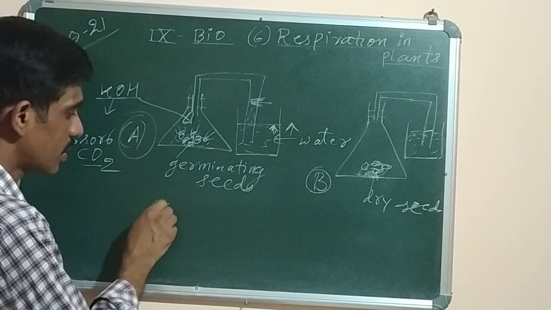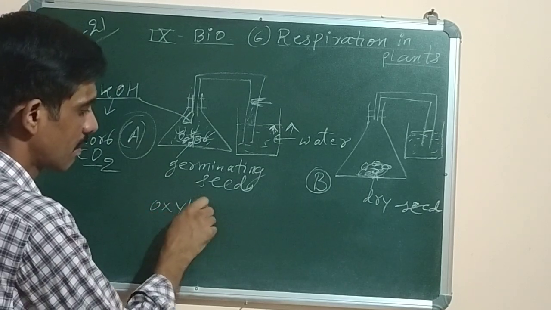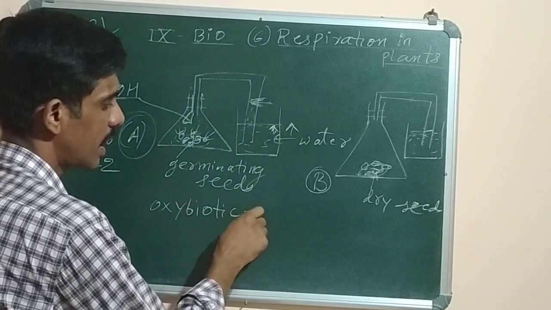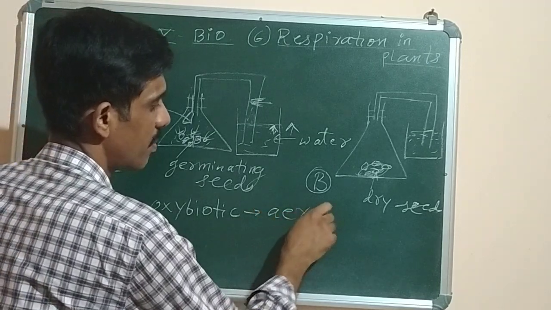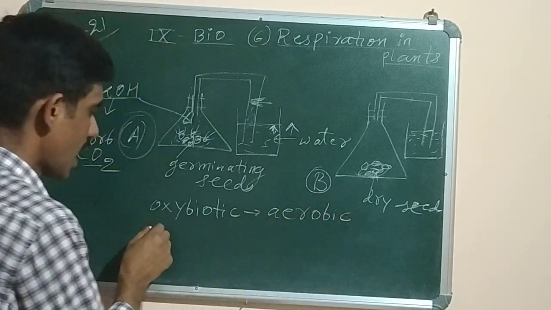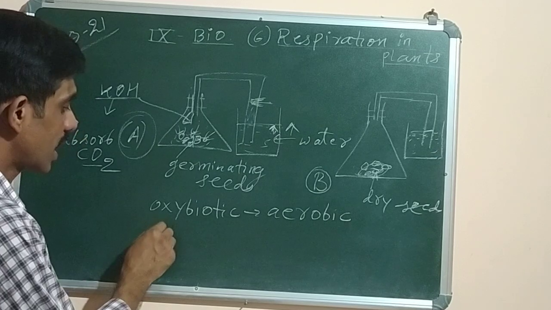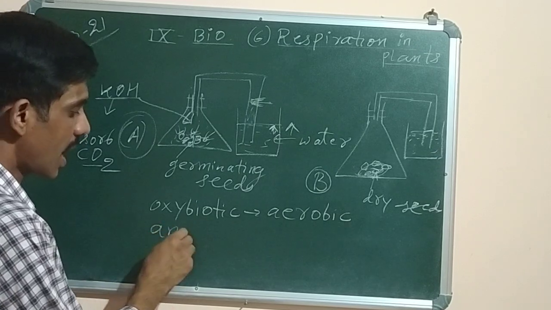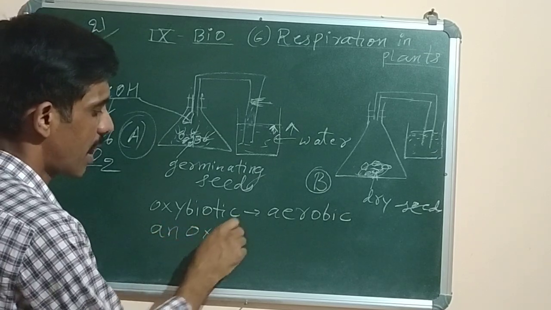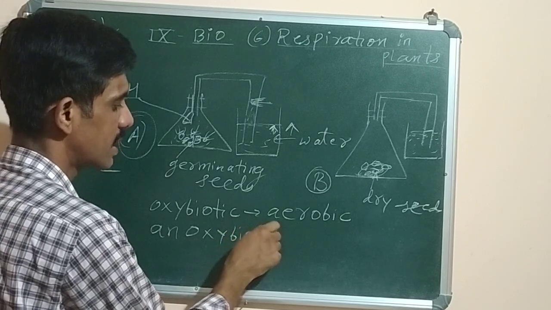So oxybiotic is the other name of aerobic respiration, and the other word which is used, anoxybiotic, is the same as anaerobic respiration. So both of them are the same.